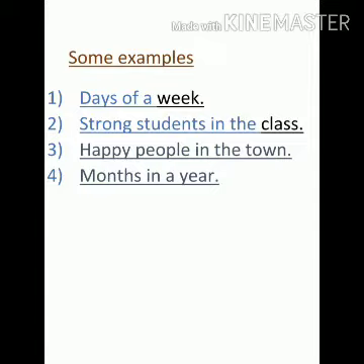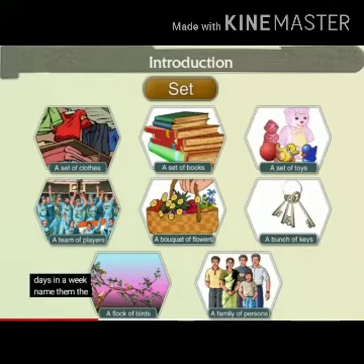Now, next, months in a year. Here children, there are total 12 months in a year. So, the collection of months is well defined. Here are some pictures. They contain groups of similar things. So, all these pictures belong to a set.